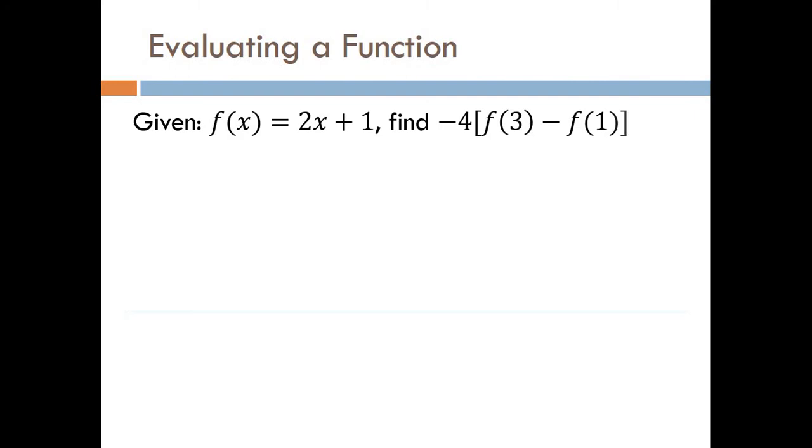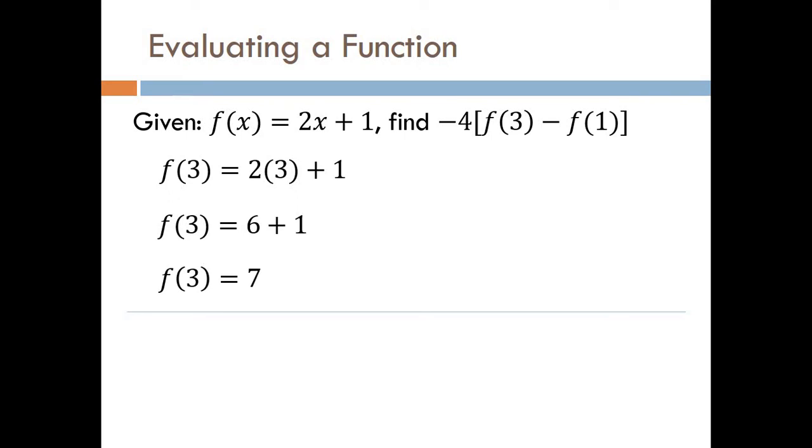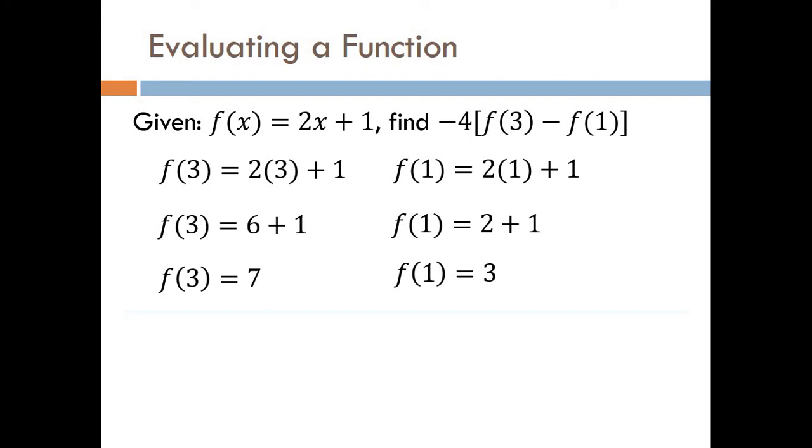Now, let's try another one. Okay, this time, there are two given inputs. So, for this kind of example, what we do is we first solve the first input. Okay, so we substitute it. So 3. Then we get, the f of 3 is 7. Then we solve the second one, the 1 input. Okay? So, f of 1 equals 2 times 1 plus 1. So, you get the output 3.